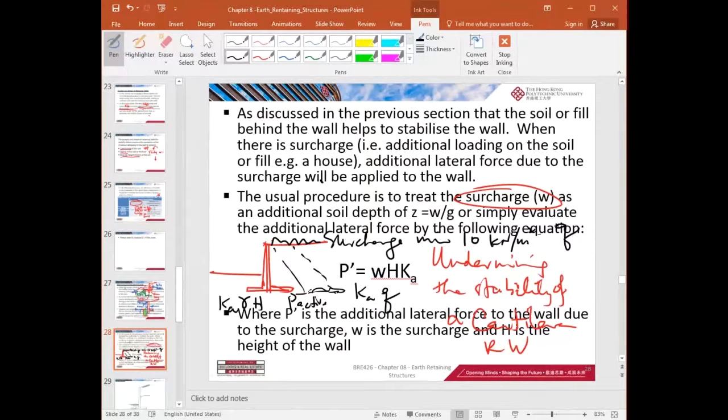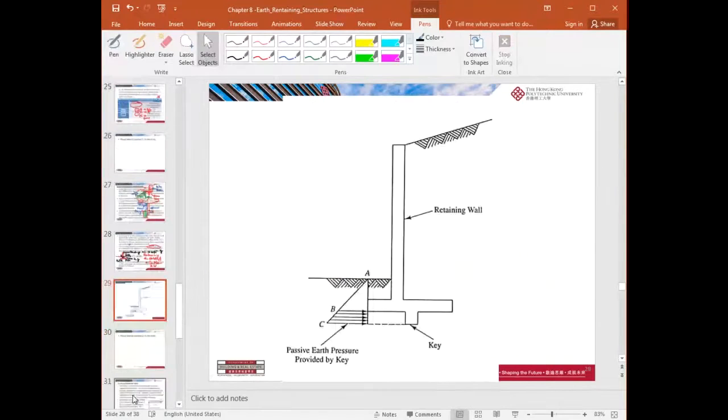Okay, so you have to pay attention to the surcharge, right? That is the additional lateral force, right? So you have not only PA1, you also have PA2 due to the surcharge, right? That's the additional pressure due to the surcharge.